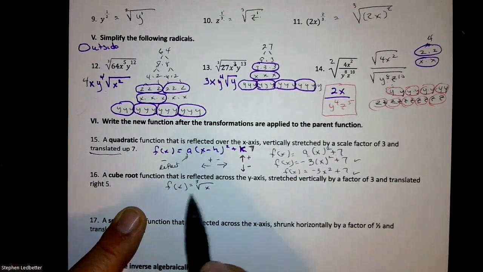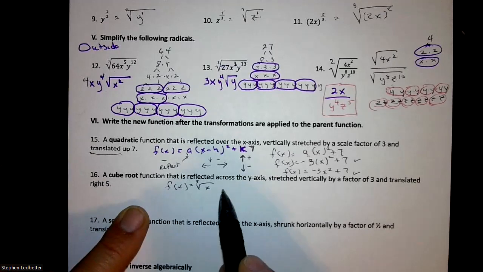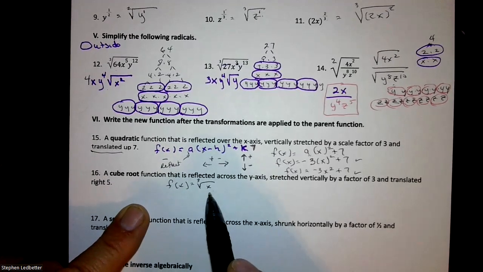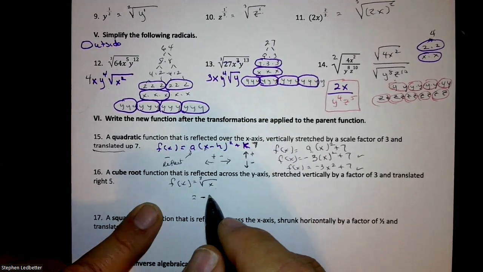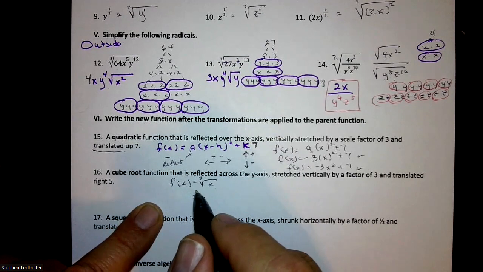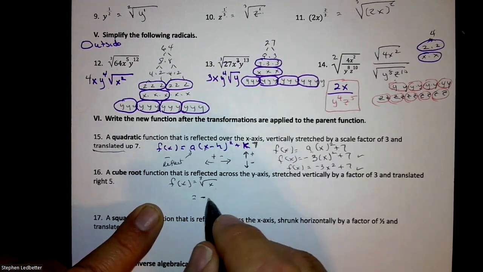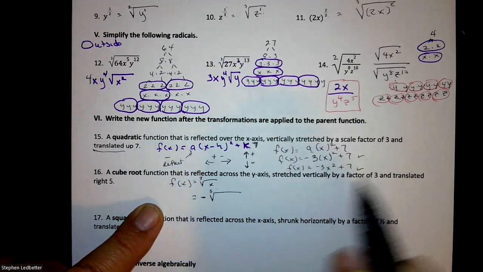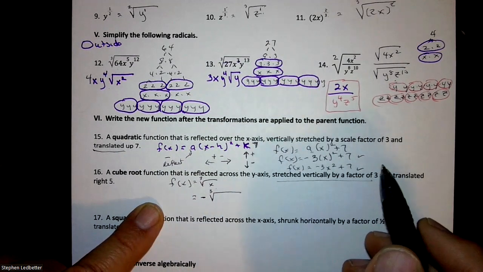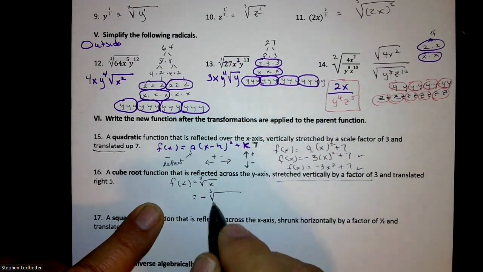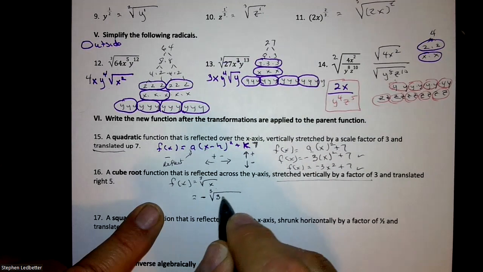Okay, so like I said, in my class, we talked about the grandfather of all lines. So I'm going to add something, multiply something, or whatever. All right, so the cube root is reflected across the y-axis. So that means I know that my negative is going to be on the outside. We know it's a cube root, so we're going to put the cube root here. Look at here. It stretches vertically by 3, so we're going to put the 3 right here.